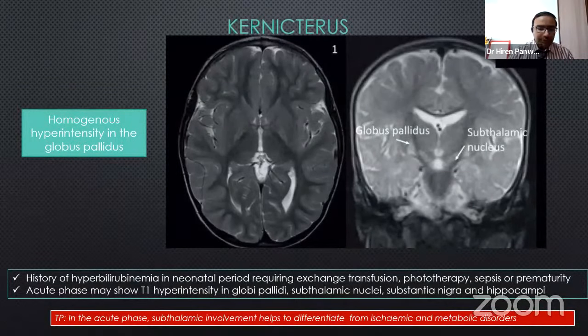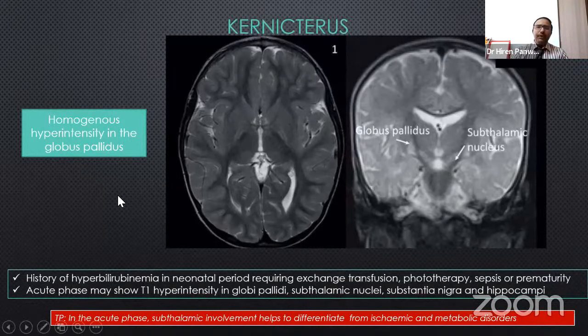This is also one condition which, like us, can have static pose because the insult would happen in neonatal time. So that is kernicterus. The patient will typically have a history of hyperbilirubinemia during the NICU period. And here we can see that the hyperintensity in the globus pallidus is more of a diffuse and homogeneous T2 hyperintensity. You should look for other areas of involvement in a case of kernicterus, for example, subthalamic nucleus involvement as well as the hippocampi. If these are also involved, then you can raise the possibility of kernicterus.